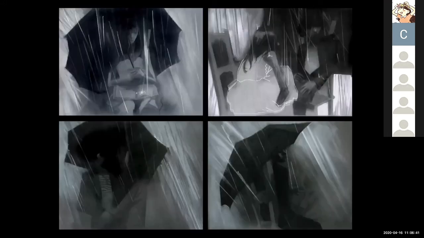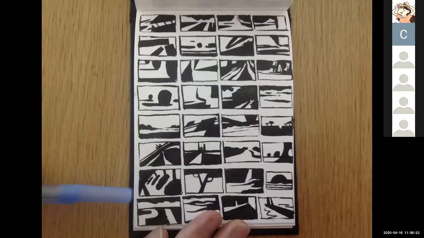Again, I just want to show you how important the dark and lights are. You really don't need a lot of detail to say a lot. And this is just someone playing with compositions in their sketchbook. It's an illustrator who just explores possibilities of compositions.